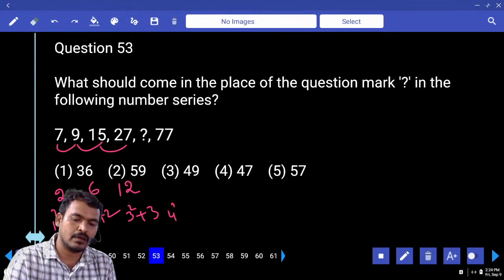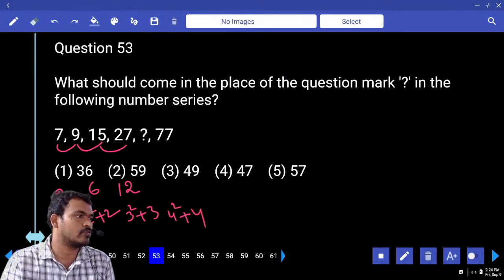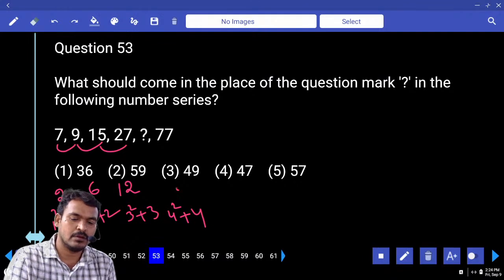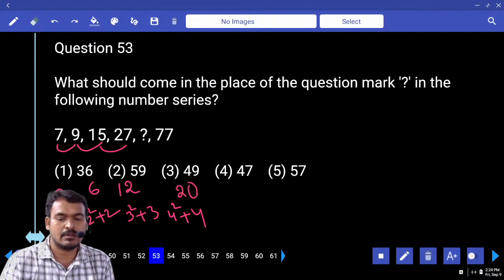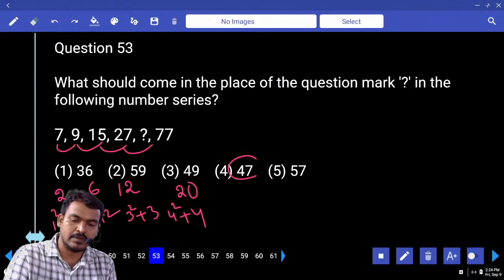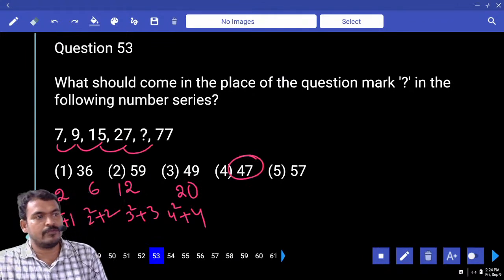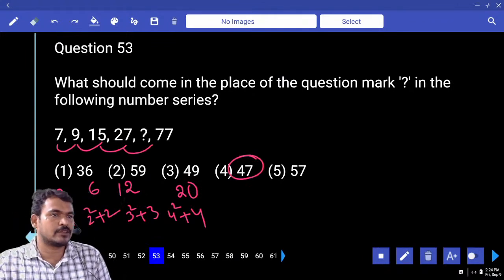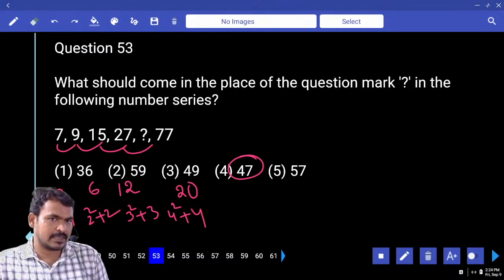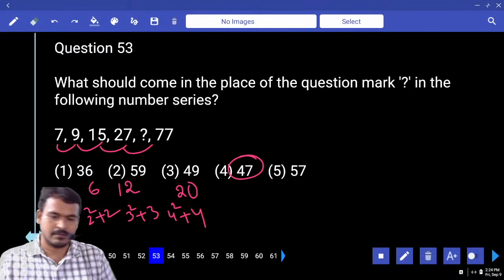Next, 4 square plus 4, or not? 4 square means 16 plus 4 means 20, or not? What is the answer? 47. 5 square plus 5, or not? What is the 5 square? 25 plus 5 means 30. Answer: 47 plus 30, 70.